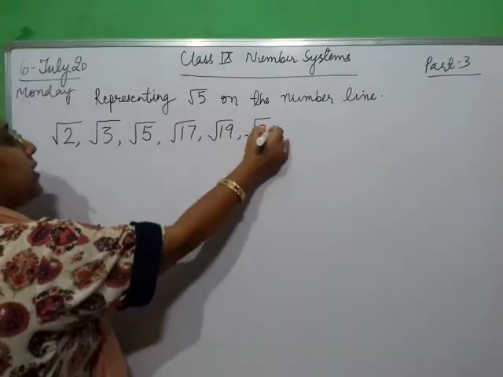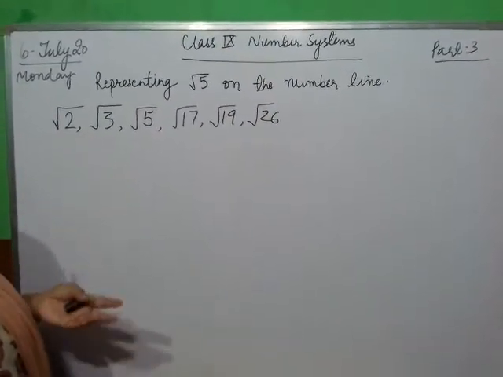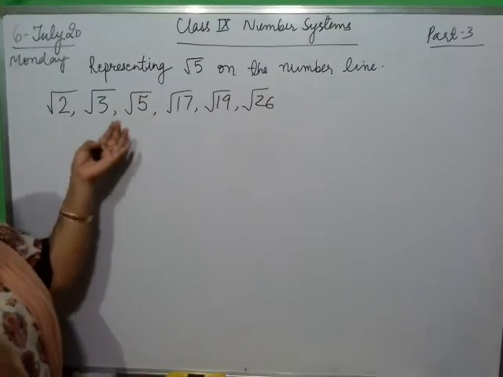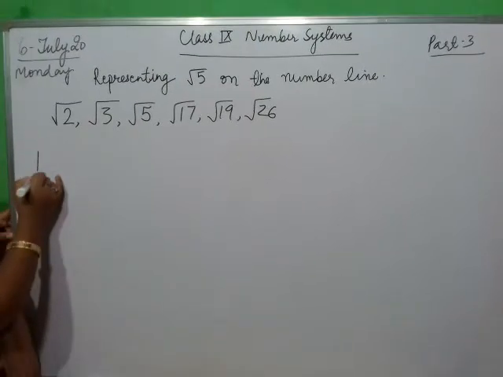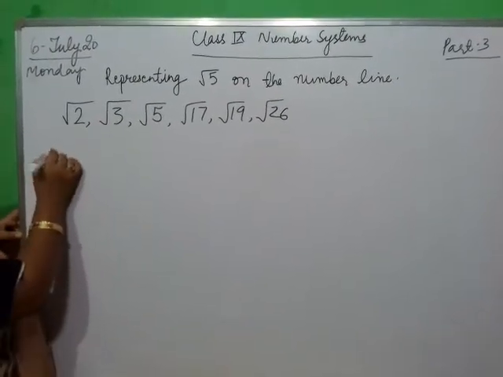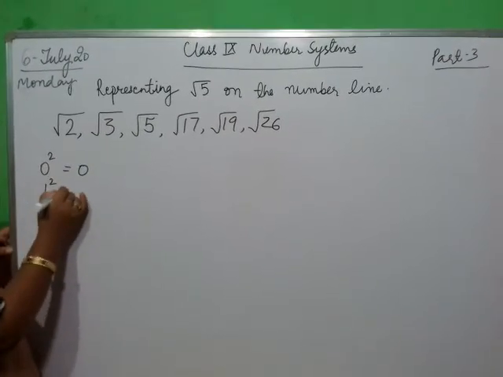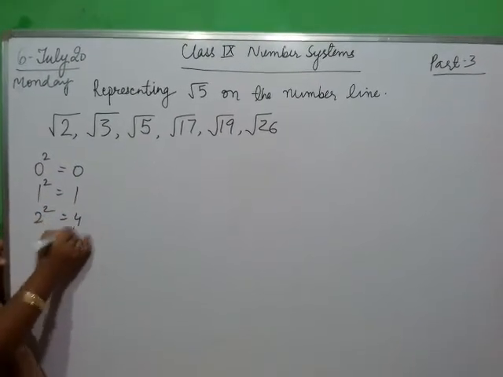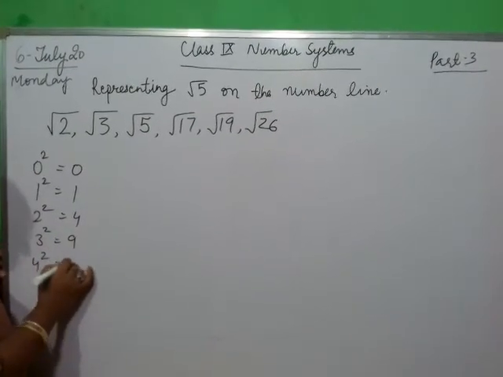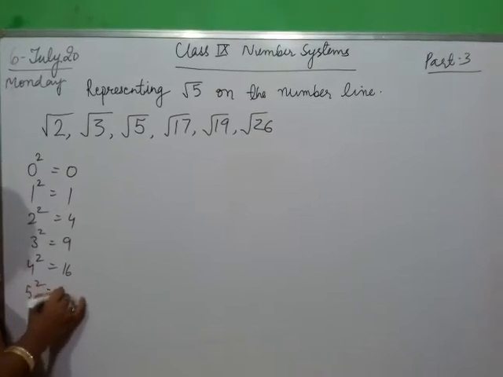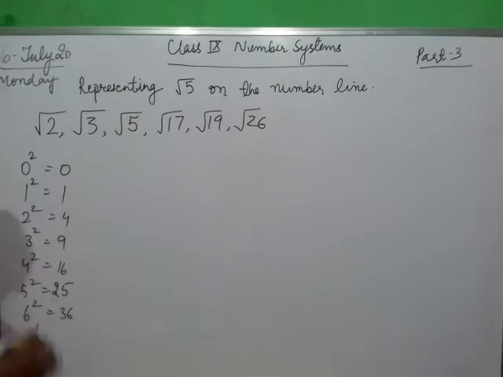Any square root. Now, how is it possible? How to check which combination of numbers or perfect squares we need to use for doing these square roots? This is very simple. Now you know that the square of 0 is 0, square of 1 is 1, 2 square is 4, 3 square is 9, 4 square is 16, 5 square is 25, 6 square is 36, and so on.